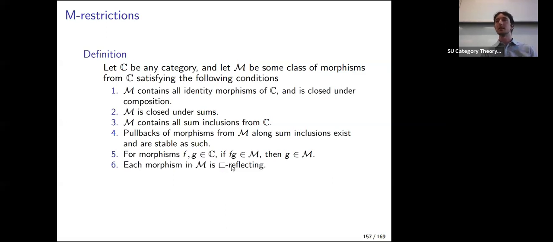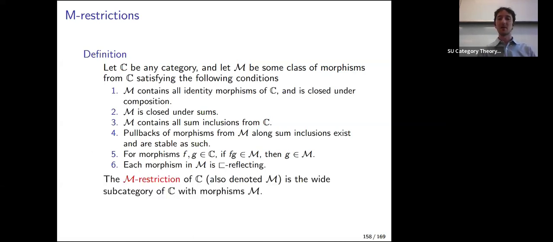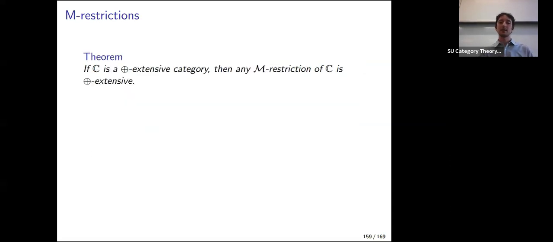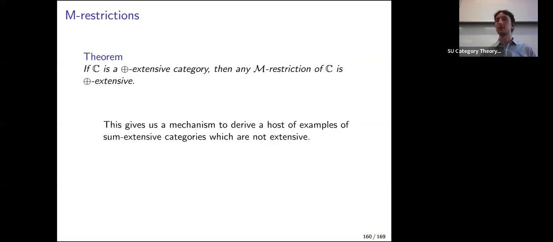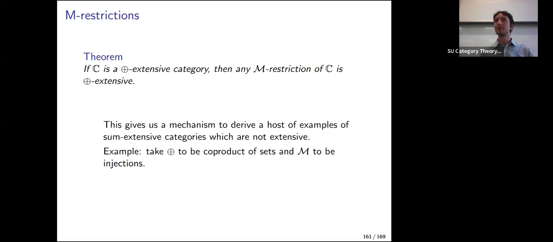Each morphism in M needs to be C-reflecting. So these are like monomorphism-like morphisms, I guess. Anyway, we define the M restriction of a category C to be the wide subcategory of C with morphisms in M. Okay, so it turns out that if we start out with any sum-extensive category, then any M restriction of that is also sum-extensive. So this gives us a nice mechanism to derive a host of examples of sum-extensive categories which are not extensive. So for example, if we take M to be monomorphisms, then we're always going to get a valid M restriction.